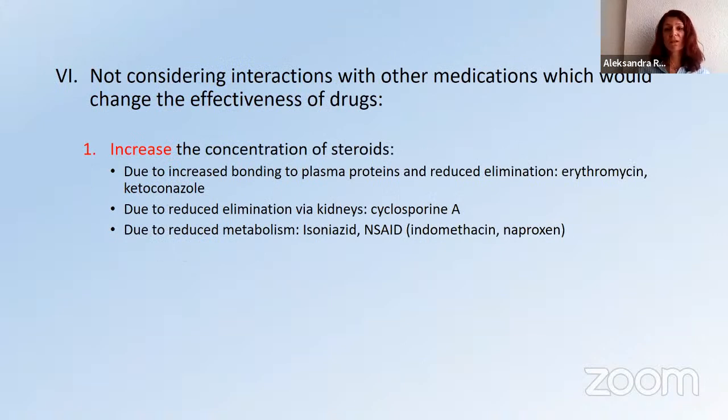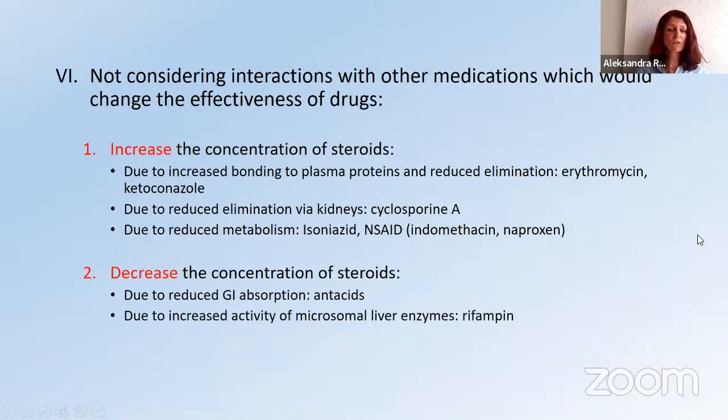Then not considering interactions. Again, it was mentioned. So some medications can increase the concentration of steroids, for example, due to increased binding to plasma proteins and reduced elimination, like antibiotics, which we give, erythromycin, ketoconazole, anti-mycotic. Then due to reduced elimination via kidneys, like with cyclosporin A, or due to reduced metabolism, for example, isoniazid for TB or non-steroidal anti-inflammatory medications.